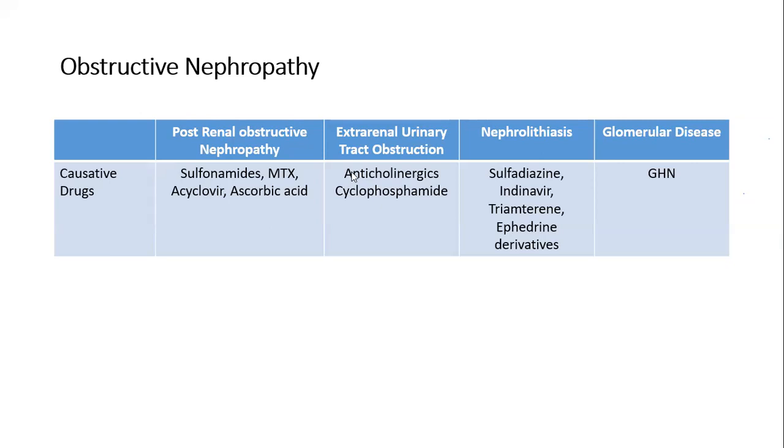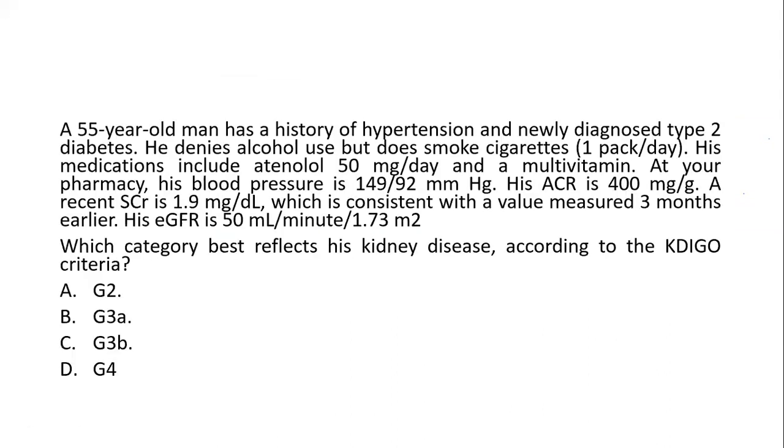Nephrolithiasis usually is SITE: sulfadiazine, indinavir, triamterene, and ephedrine derivatives. They can cause nephrolithiasis, renal calculi, renal stones, because of sulfadiazine. These are needle-like crystals that you'll see. Indinavir, triamterene, ephedrine derivatives, right? Glomerular disease could be because of a lot of other drugs, NSAIDs, and so on. So now this is all with the pre-renal, renal, and the post-renal acute diseases and the functional diseases.